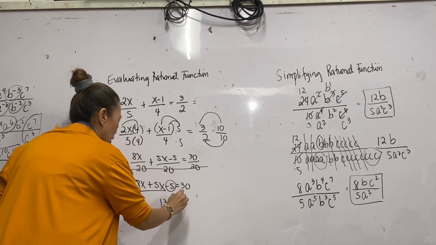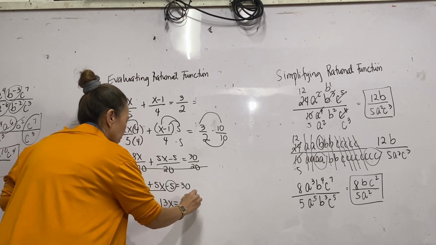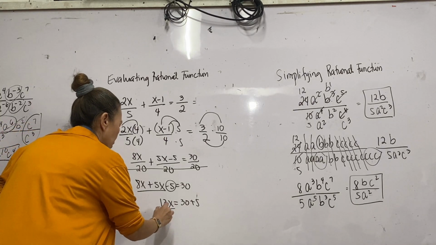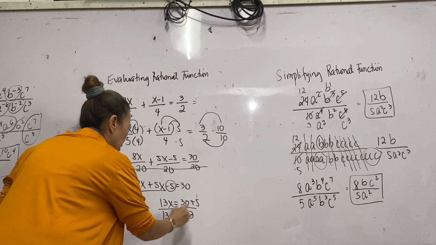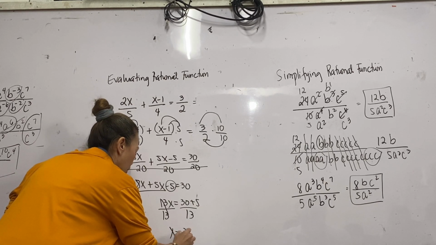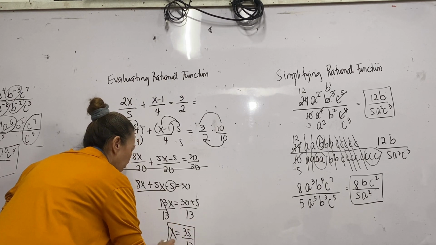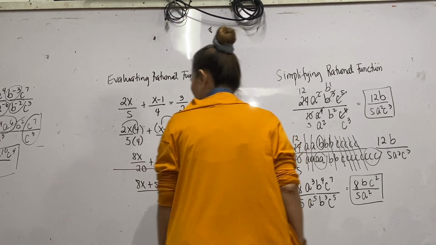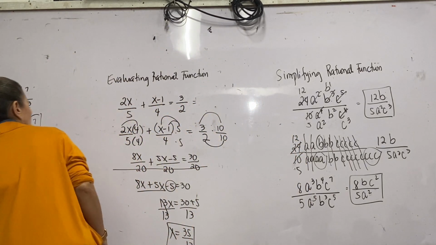13x is equal to 30 plus 5. And then, both sides, divide by 13. So, we have 13 tsaka 13. So, x is 35 over 13. Ayan ang value ng x. Nasusundan po ba? Nasusundan. Okay. So, let's have another example.